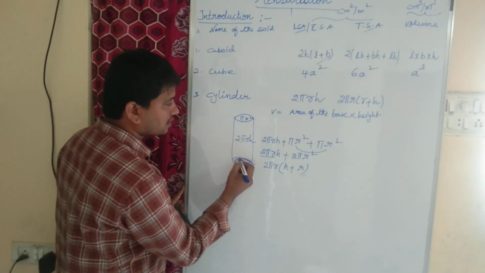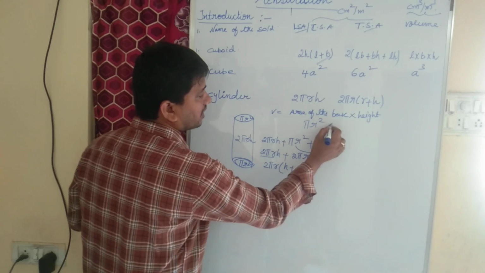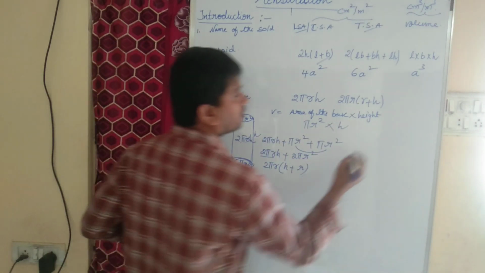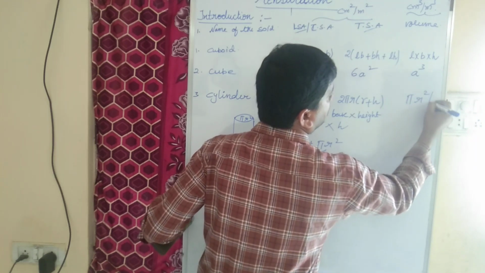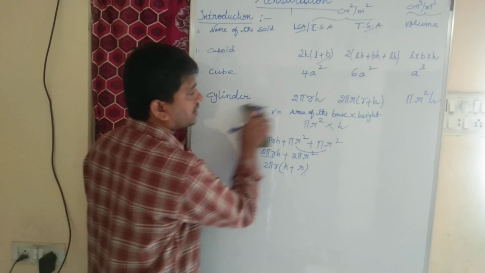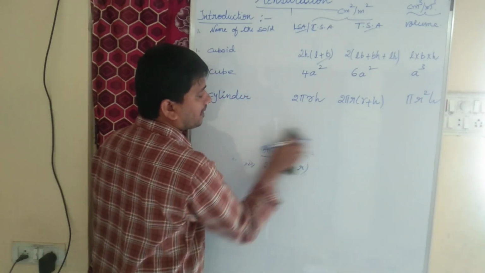What is the area of the base? Area of the base is pi r square. And what is the height? Height is h, right? So what is the volume of a cylinder? Volume of a cylinder is pi r square h.